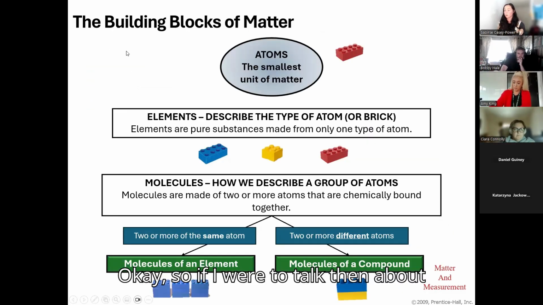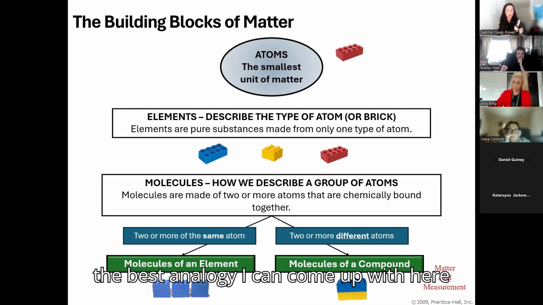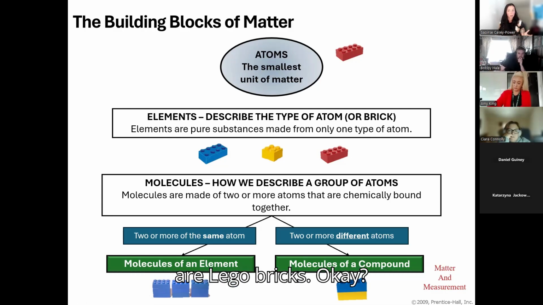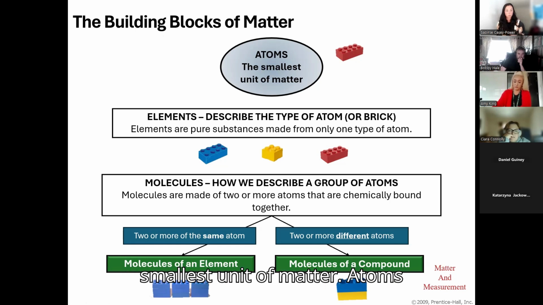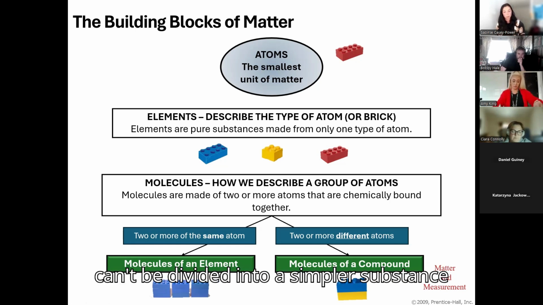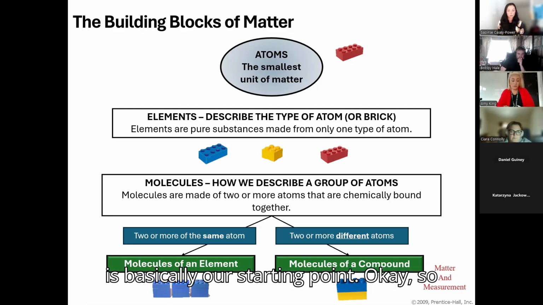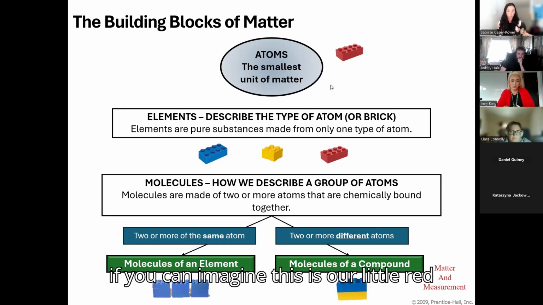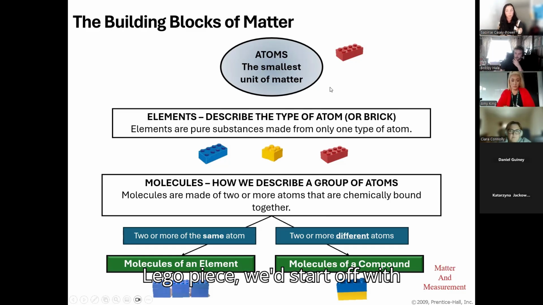If I were to talk then about the building blocks of matter, the best analogy I can come up with is Lego bricks. The smallest building blocks of matter are called atoms, the smallest unit of matter. Atoms can't be divided into a simpler substance by any chemical or physical means. This is basically our starting point. Imagine this is our little red Lego brick. If we wanted to build a whole Lego piece, we'd start off with individual bricks.